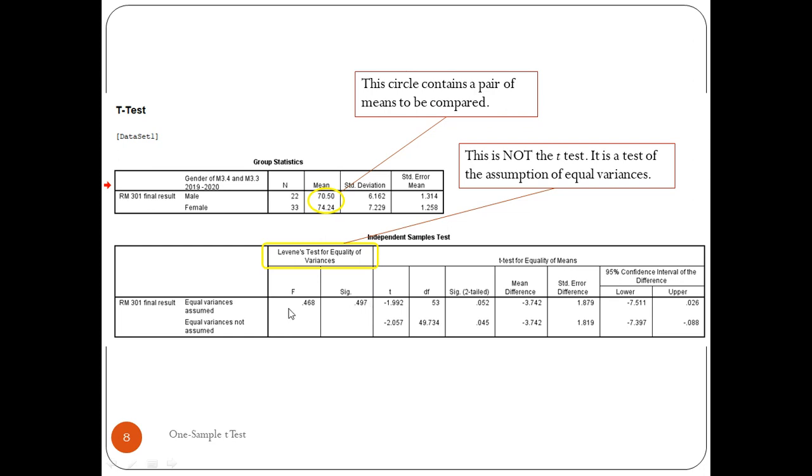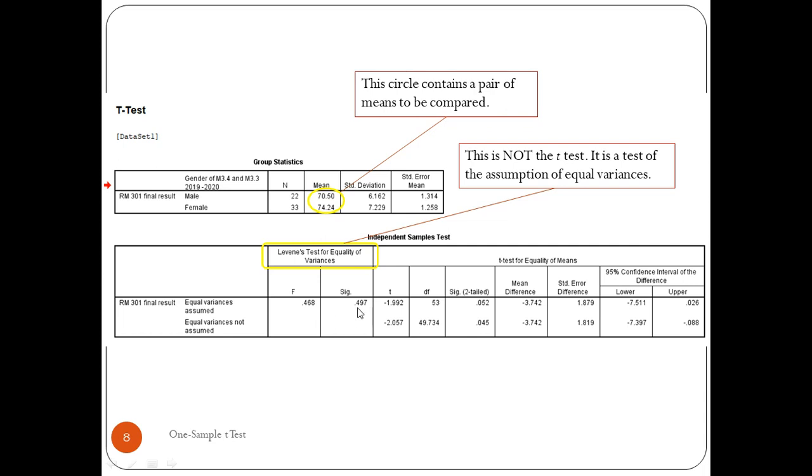So in this situation, we have data to support the first assumption. The first assumption says that the variances of the two groups have to be equal in order to use the independent sample t-test with confidence. Yes, we meet the first assumption in this context.